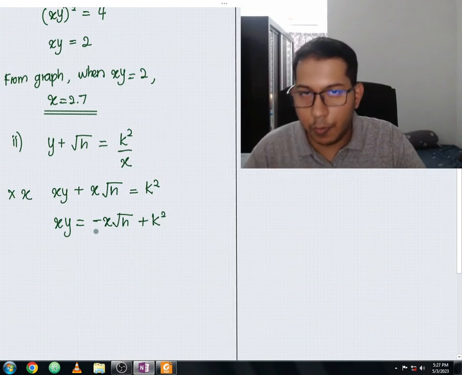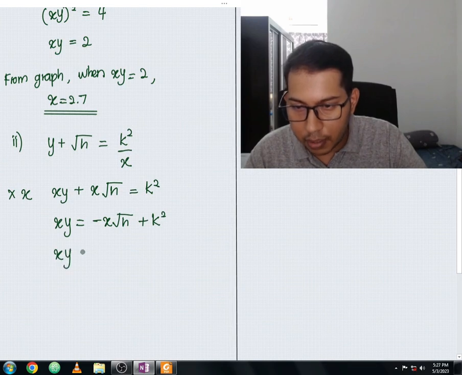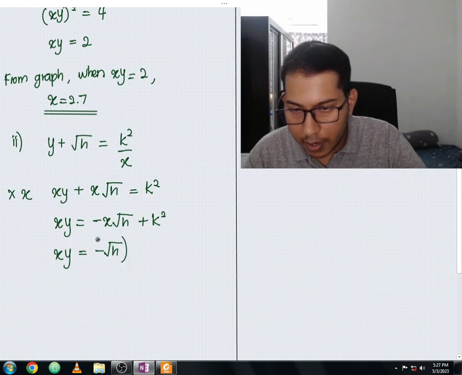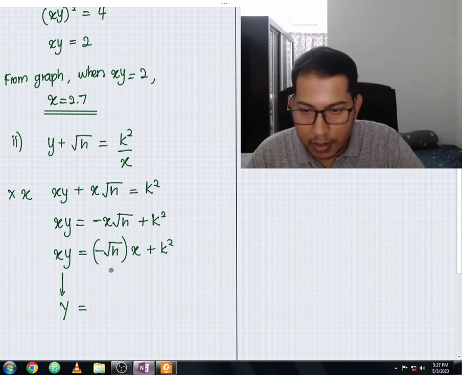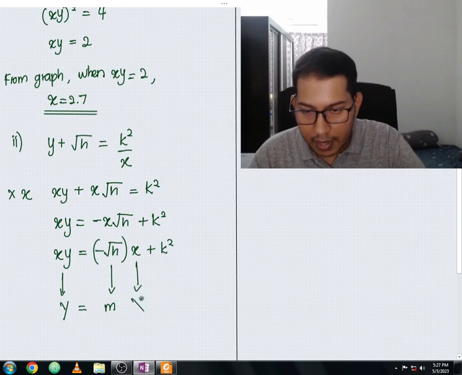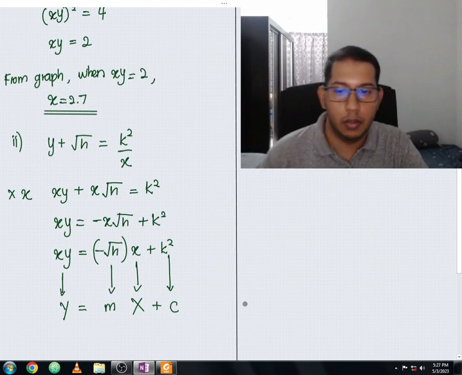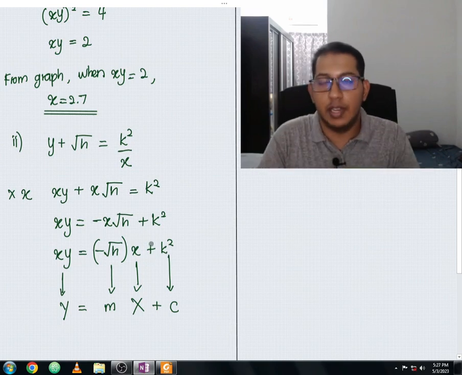So we modify this equation a bit. xy equals negative square root h, in brackets, times x, plus k square. So this xy represents the y. This negative square root h represents the gradient of the straight line. This represents the x, and the y-intercept is represented by k square. So this is the conversion from non-linear to linear form, guys.